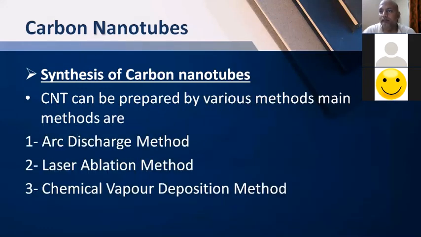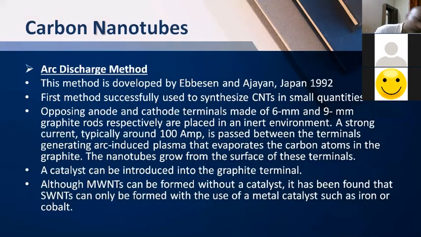Let's start with the synthesis of the carbon nanotube. We can prepare carbon nanotubes with various methods. The three main methods are the arc discharge method, the laser ablation method, and the chemical vapor deposition method. Let's start with the first method, the arc discharge method. This was developed by Iijima, also a Japanese scientist, in 1991. He successfully synthesized carbon nanotubes in small quantities.